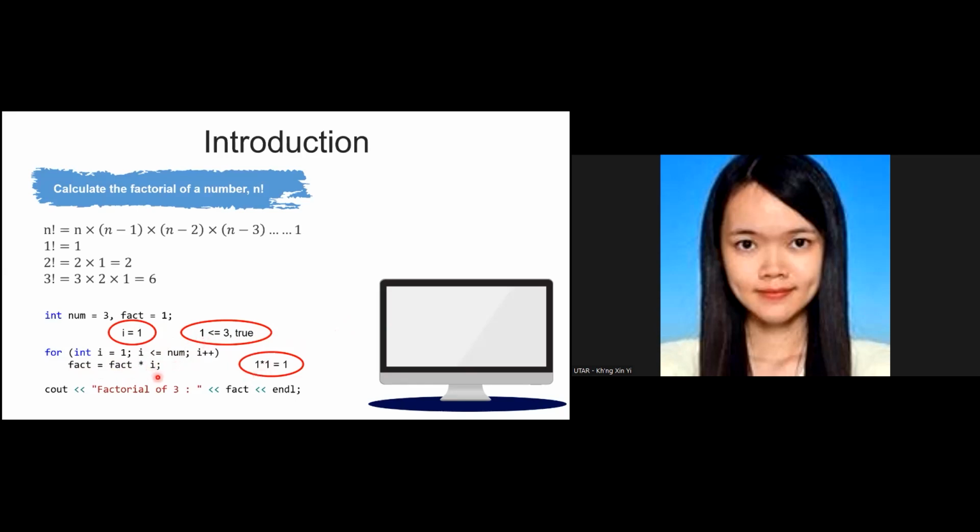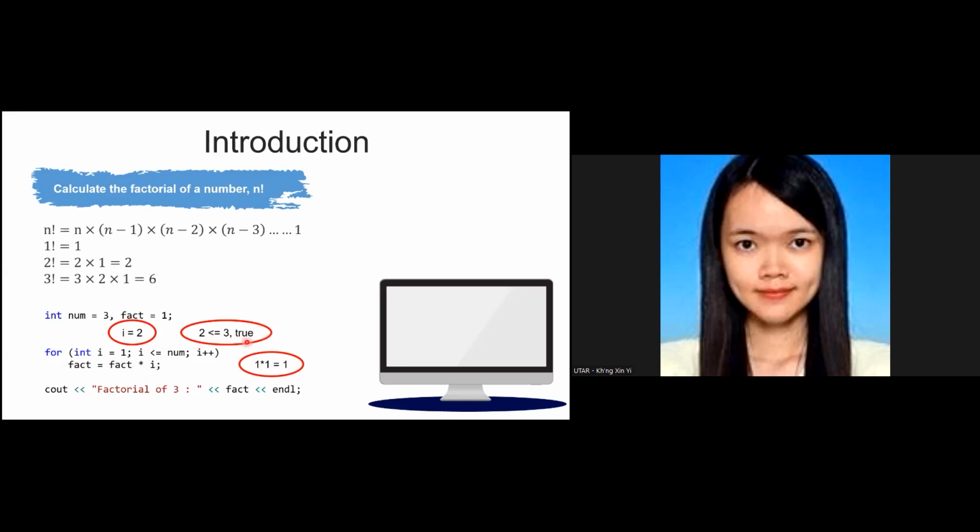And then the current i is 1. So 1 times 1 equal to 1, which means that right now, the variable fact here is storing the value 1. Okay. And then after that, we will proceed to do the increment to the i variable. The i will change from 1 to 2. And then we will do the checking again. Is the current i, 2, less than or equal to 3? Yes, of course, this is true.